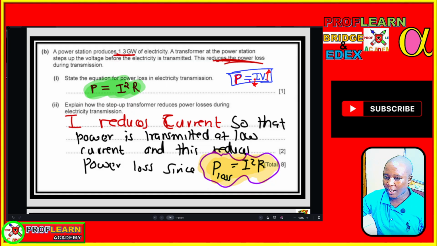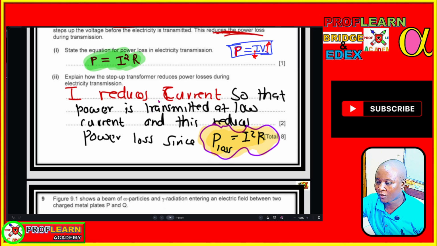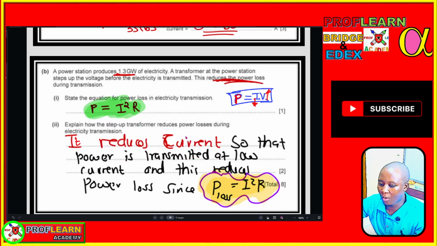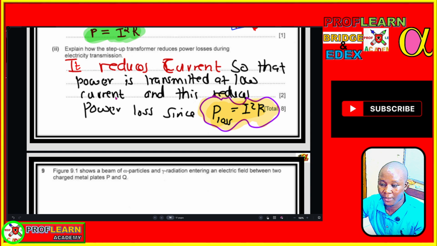All right? Now, explain how the step-up transformer reduces power losses during electrical transmission. We can say it reduces the current so that power is transmitted at low current. It reduces the current because when voltage is increased, current decreases so that this electricity is transmitted at a low current. And since power loss is equal to I squared R, power loss is reduced.